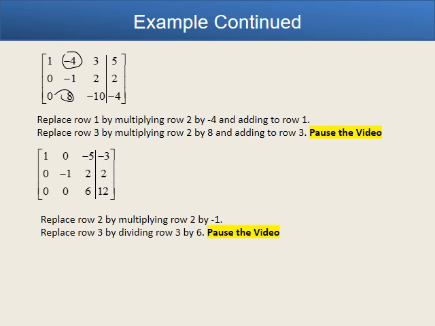Now, we're going to replace row 2 by multiplying row 2 by a -1, because again, we want the coefficients to be +1. The second thing we're going to do is replace row 3 by dividing row 3 by 6. Pause the video. Here's the resulting matrix.